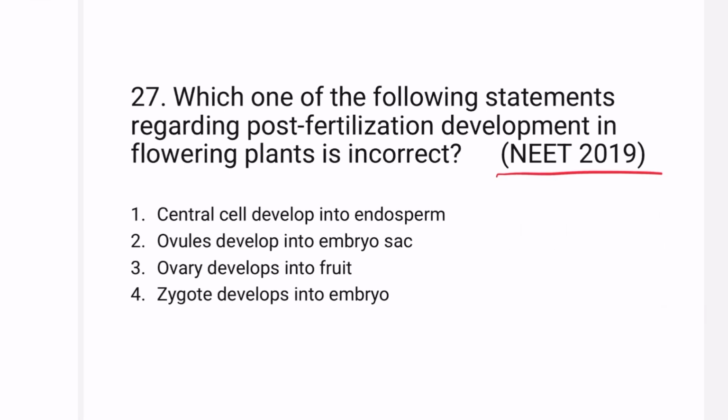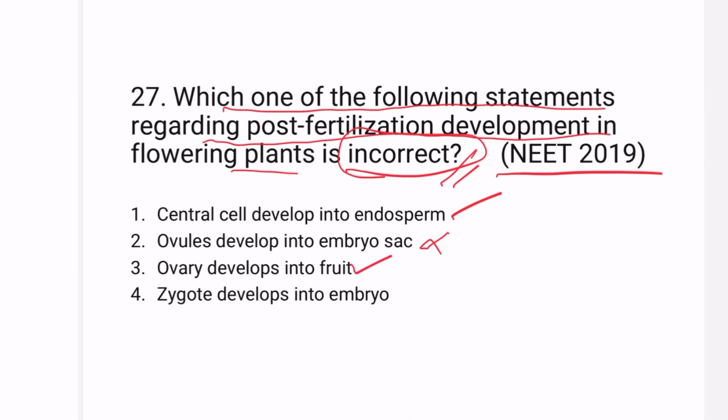The last question from NEET 2019, and the question says, which one of the following statements regarding post-fertilization development in flowering plants is incorrect? They are asking about the incorrect statement. Central cell develops into endosperm. This is the correct statement. Ovule develops into embryo sac. Post-fertilization, this is going to be wrong. Ovary develops into fruit. This is also the correct statement. Zygote develops into embryo. This is also the correct statement. Ovary develops into fruit and ovules develop into seed. It must be the seed, but here they have given embryo sac. So statement 2 is wrong. So the answer is second option.